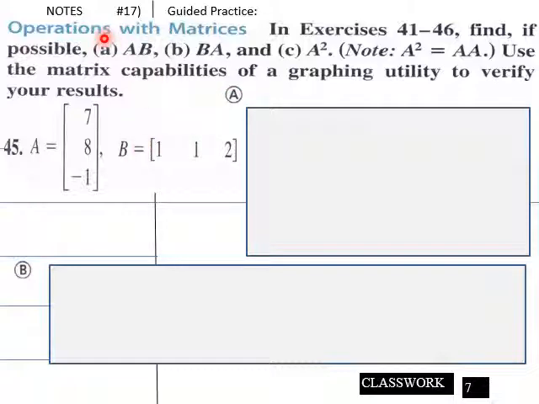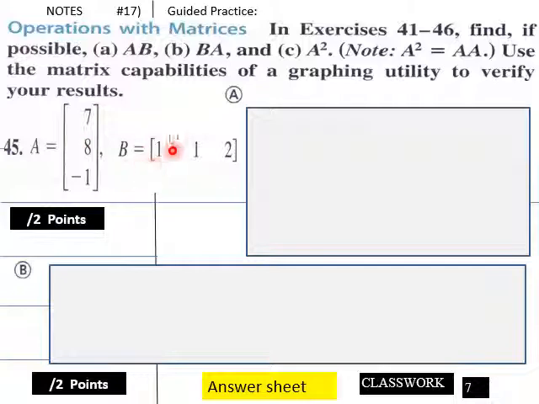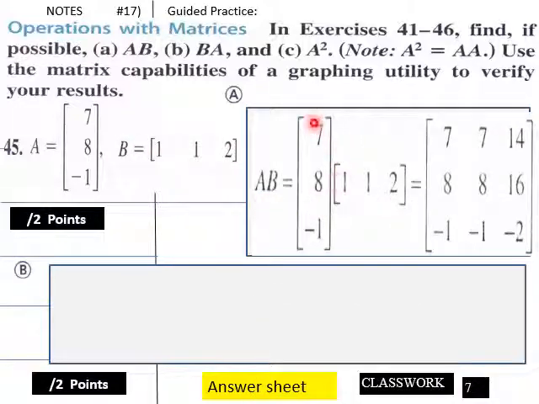So number A here will be A times B. To go with A times B, we're going to get from a column by a row here, a 3 by 1 times a 1 by 3 is what it would be. So we get 7 times 1, 7 times 1, 7 times 2 would be 14. 8 times 1, 8 times 1, 8 times 2 would be this row. And then -1 times 1, -1 times 1 would be -1.